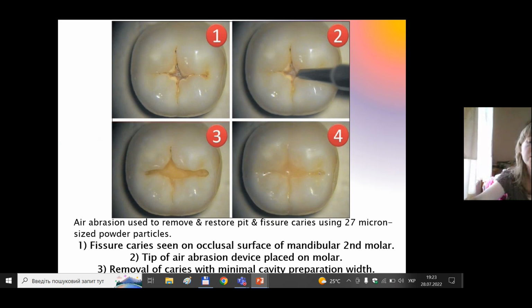Air abrasion used to remove and restore pit and fissure caries using 27 micron sized powder particles. Fissure caries seen on the occlusal surface of a mandibular second molar. Tip of the air abrasion device placed on the molar. Removal of caries with minimal cavity preparation. And final restoration of it.